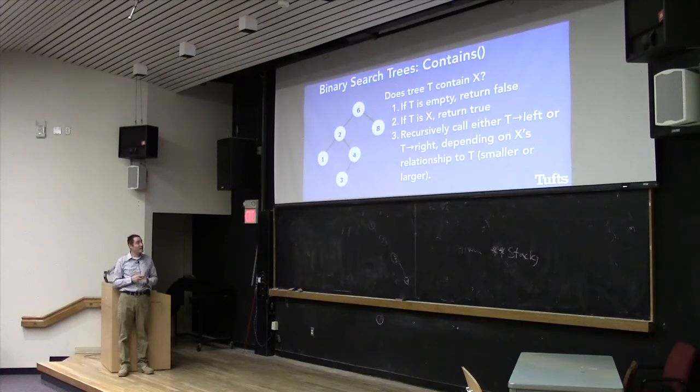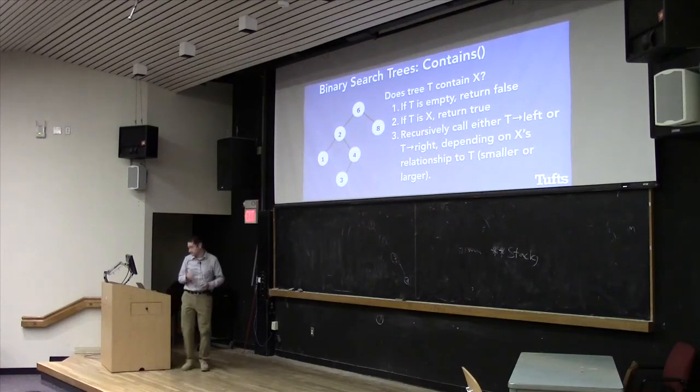Right? If we want to find 7, let's see. We go here. We go right because it's bigger. We try to go left. Null. It doesn't exist in the tree. Easy enough? I think that's pretty straightforward.